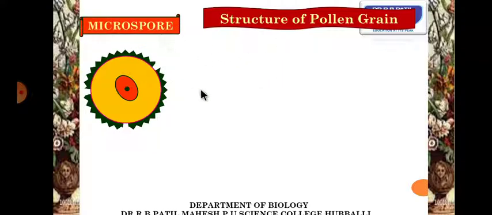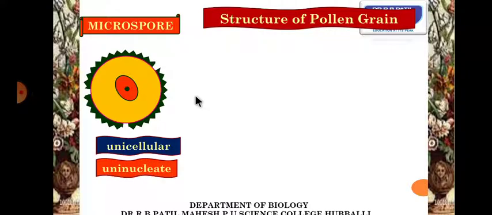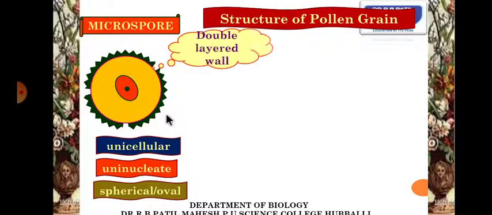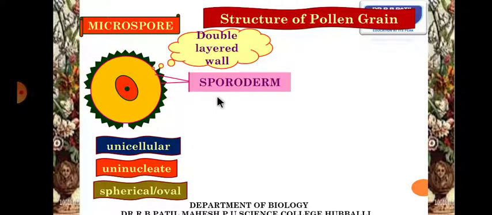Microspore is another name of the pollen grain. Pollen grain or microspore is unicellular, made up of a single nucleus, and the pollen grain which we have taken here is spherical or oval. Pollen grain, that is a male gametophyte, is covered by two wall layers. Both wall layers can be called sporoderm. Sporo refers to microspore, derm refers to wall layers.